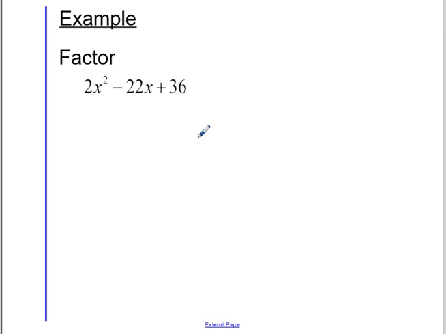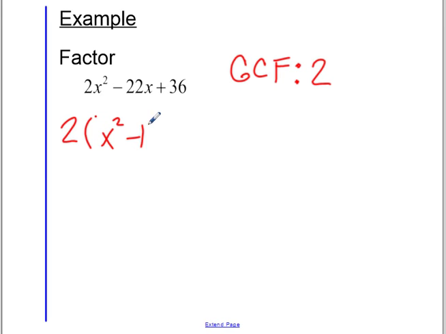Here's how the GCF is going to help us out. If I'm thinking about our last lesson, we would not really be able to do something like this because there's a 2 in front of the x squared. But if we look for a GCF like 2, maybe we'll turn this into something I can factor. Let's use the GCF and pull it out of all three terms. 2x squared divided by the 2 is just x squared. Negative 22x divided by 2 would be negative 11. And 36 divided by 2 is 18.